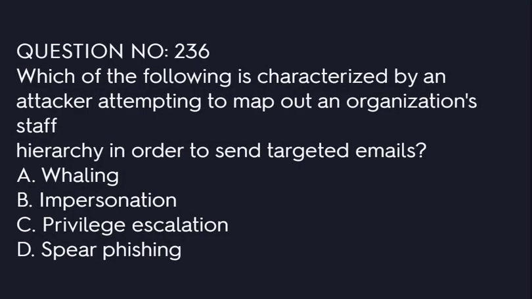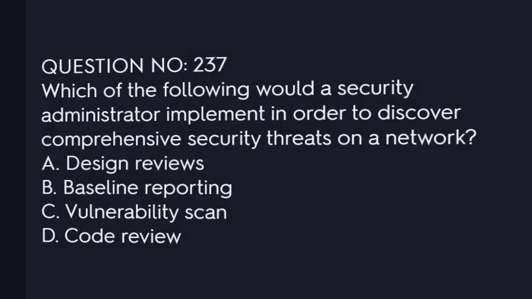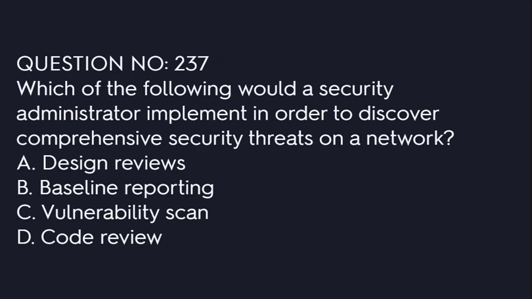Question 236. Which of the following is characterized by an attacker attempting to map out an organization's staff hierarchy in order to send targeted emails? A. Whaling, B. Impersonation, C. Privilege escalation, D. Spear phishing. A. Question 237. Which of the following would a security administrator implement in order to discover comprehensive security threats on a network? A. Design reviews, B. Baseline reporting, C. Vulnerability scan, D. Code review. C.